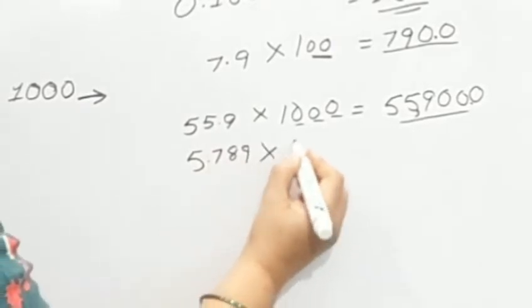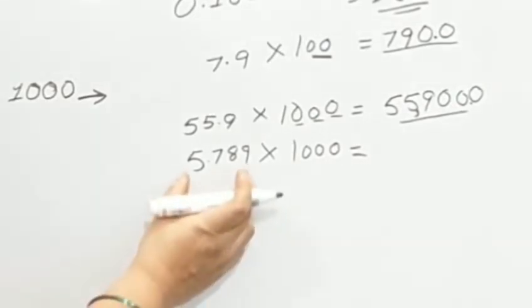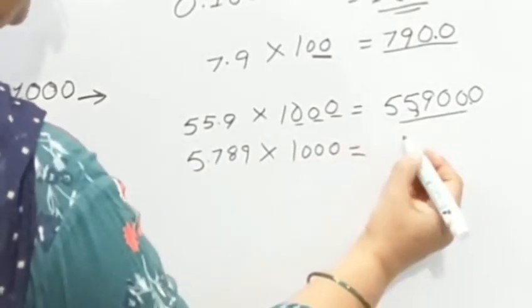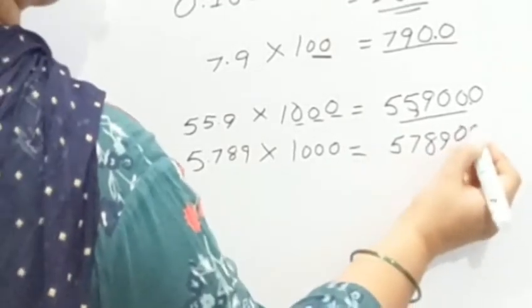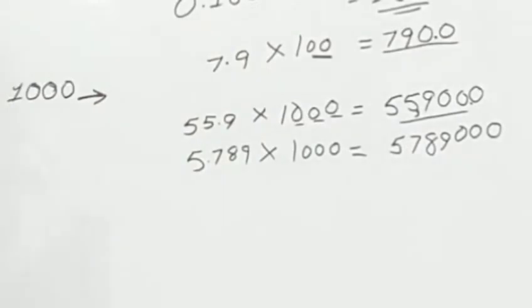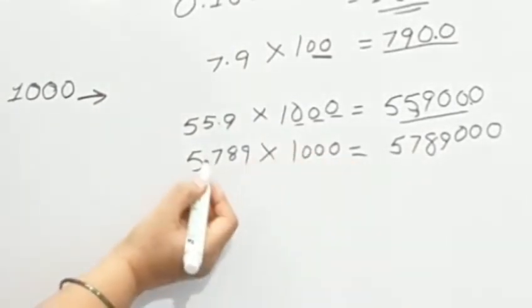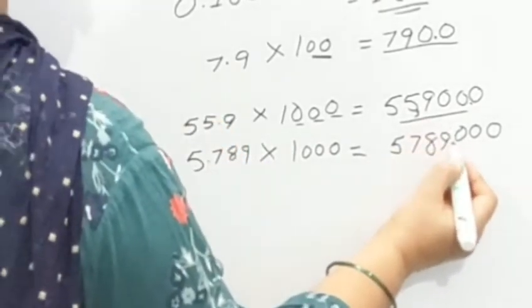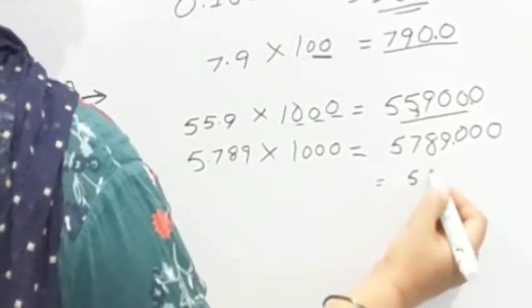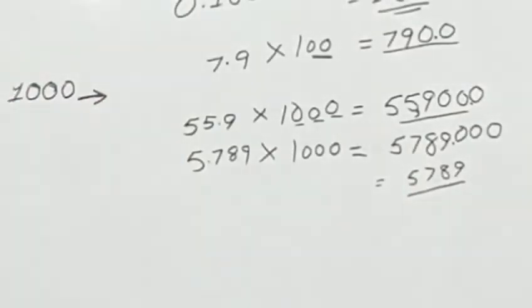Next example, 5.789 into 1000. Look at this example, children. Here you see, first step, take the whole number, multiply by 1000, it becomes 5789 with 3 zeros. Step 2, shift the decimal place according to the number of zeros. Here you have 3 zeros, so the decimal point is shifted 3 places to the right. So when you shift 3 places to the right, it becomes 5789. This is how you can easily get the product in 2 steps.